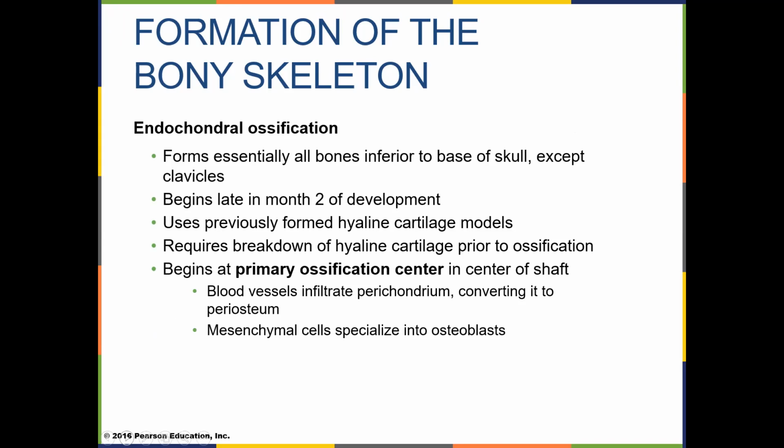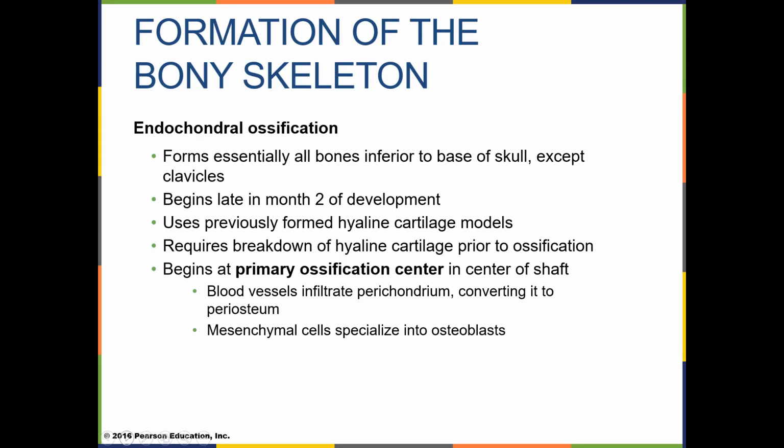Essentially, all of the bones are going to be formed through endochondral ossification, except the skull bones and the clavicle. I don't know why the clavicle. Skull bones make sense because the brain has to continue to grow inside the skull, and the skull has to have some give to it. And so the membranes allow this give as the brain develops.